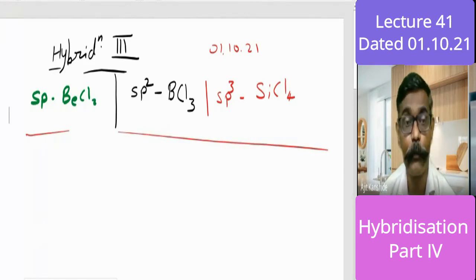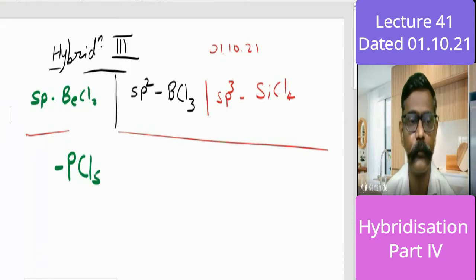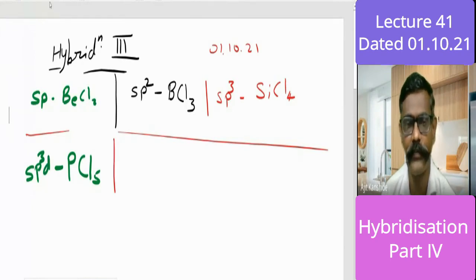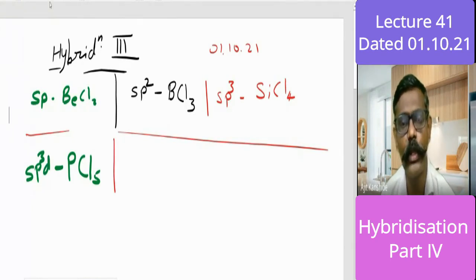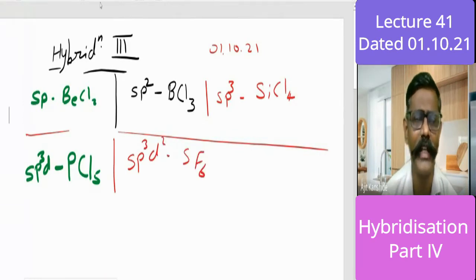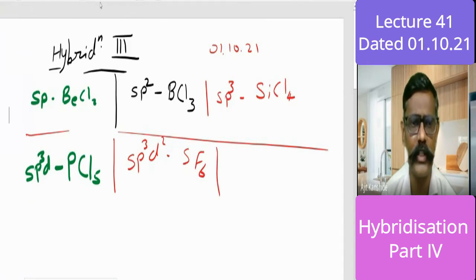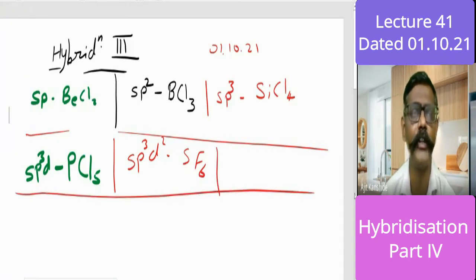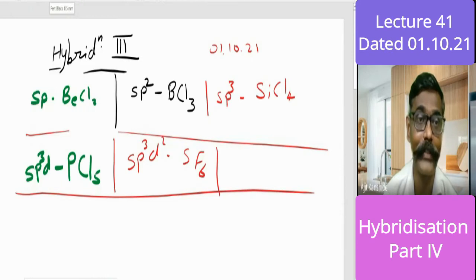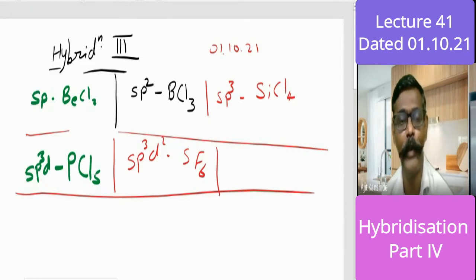Afterwards, I discussed 5 coordinated or 5 bonded compound. What is the example of that? PCl5. Yes, what is the type of hybridization? sp3d. Yes, brilliant. After that, sp3d2 also you can study. That was a homework given to you, and that can be SF6. Similarly, sp3d3 also you will understand, that we have discussed in part 2. Now today we are discussing some additional aspect of hybridization.